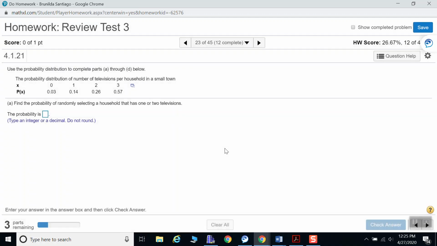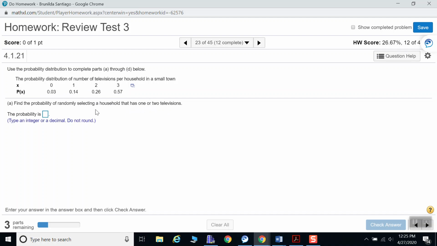Question number 23. It is similar. They're giving us a probability. Find the probability of randomly selecting a household that has 1 or 2 televisions. What makes this one different is that they're giving you a table of values where the probability is given to you. In the previous one, we had to calculate the probability because they gave you the frequencies for each one of the variables.